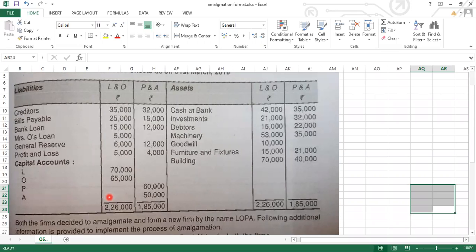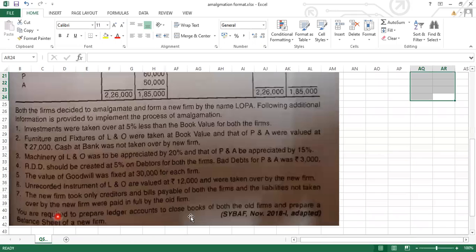Okay, now let's read the last line what they are asking us to prepare. You are required to prepare the ledger accounts to close the books of both the old firms. So ledger accounts prepare करना है, दोनों की books को close करना है. So which all accounts will be prepared, and you also have to prepare a new balance sheet. So I just told you, कौन कौन से account बनेंगे? Realization account, partners capital account, new firm account and cash and bank account. These four accounts will be prepared in both the books, L and O as well as P and A.